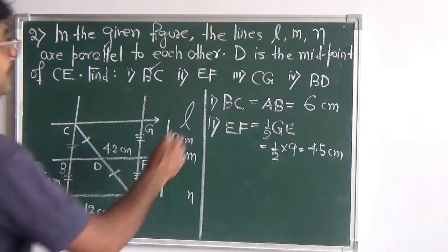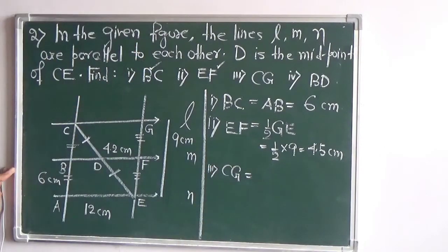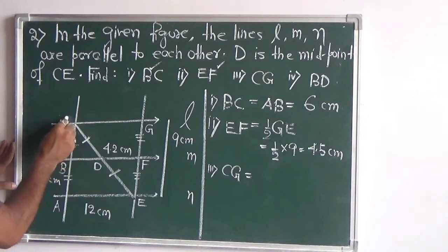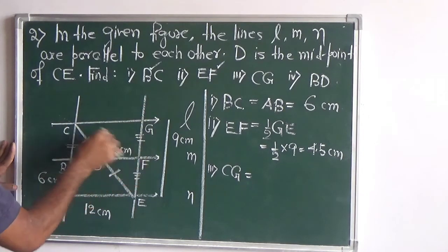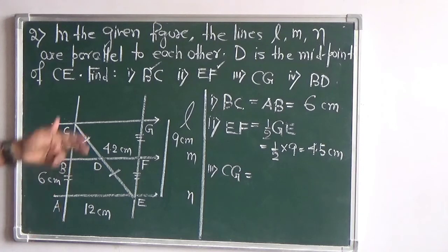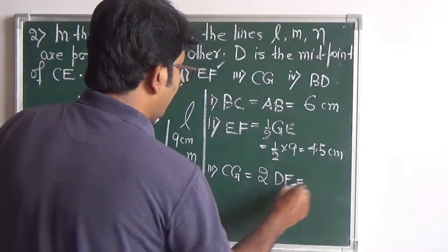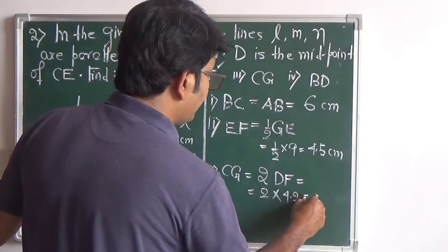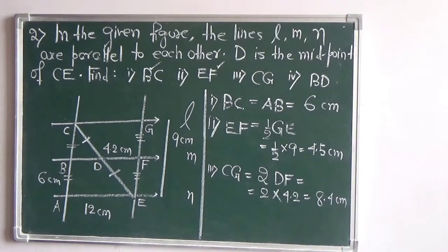Third part is CG. This is CG, this line. If you look into this triangle CGE, D is the midpoint of CE and F is the midpoint of GE. So DF is parallel to CG and DF is half of CG. Or otherwise you can say CG is double of DF. So CG is twice DF, and DF is given as 4.2, so we have 8.4 centimeters as the value of CG. Hopefully you understood this by the application of the midpoint theorem.